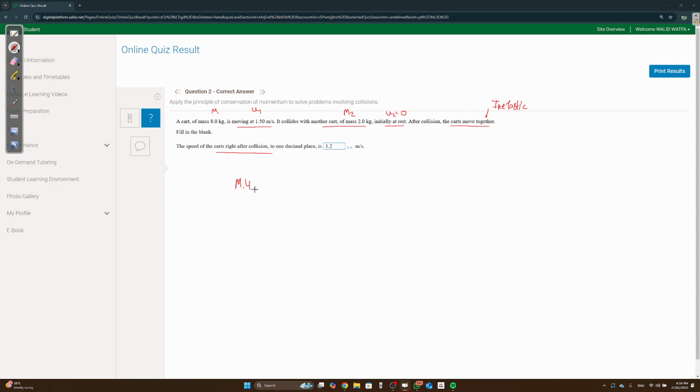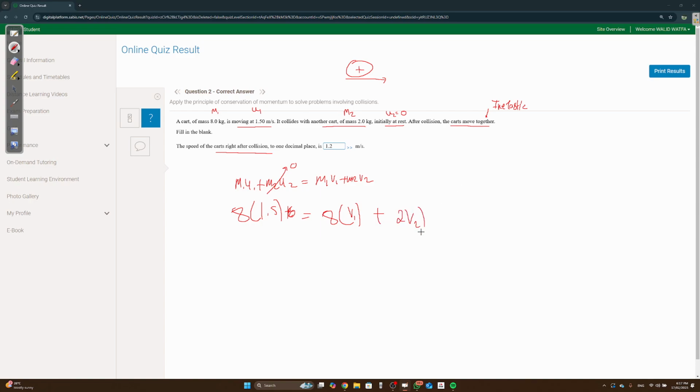Find the speed of the carts right after collision. What do we use? M1U1 plus M2U2 is equal to M1V1 plus M2V2. Please, when solving any collision or momentum problem, take a positive direction. Since nothing bounced back here, it doesn't really matter, but I want you to get used to it. M1U1 is 8 times 1.5, plus M2U2 which is 0 because it's initially at rest, equal to M1V1, so 8 times V1, which we're trying to find, plus M2V2, 2V2.